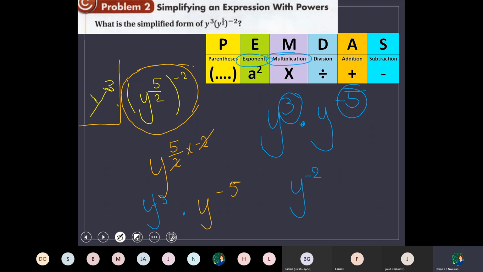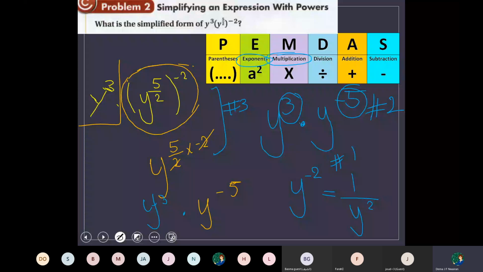Look at this problem. In the first step, I am in lesson number 3. In the second step, I was going to lesson number 2. In the third step, I was going to lesson number 1. Why? Because I have to rewrite y to the power negative 2 as the reciprocal: 1 over y, and the opposite of negative 2 is 2. So the simplified expression for this one is 1 over y squared. Is it clear now? Yes.